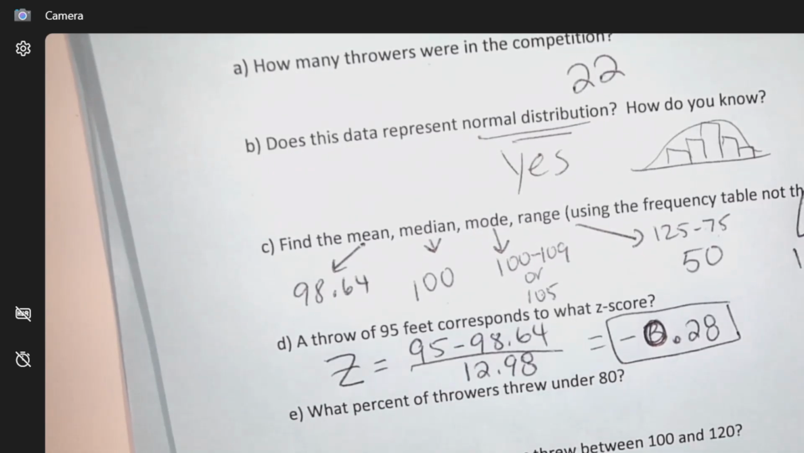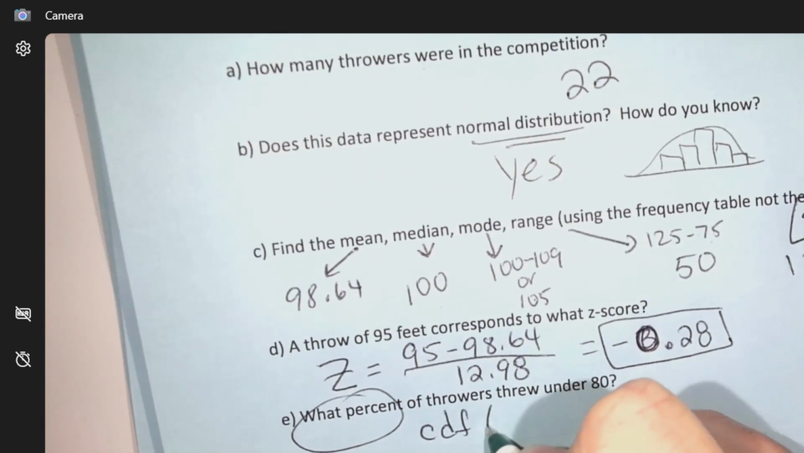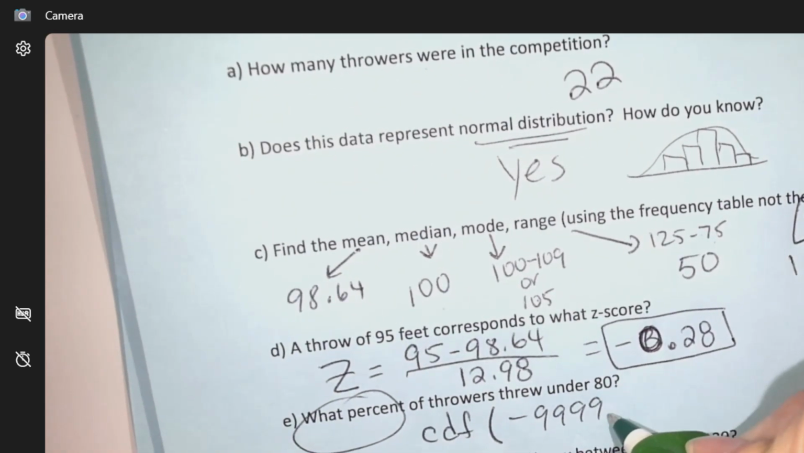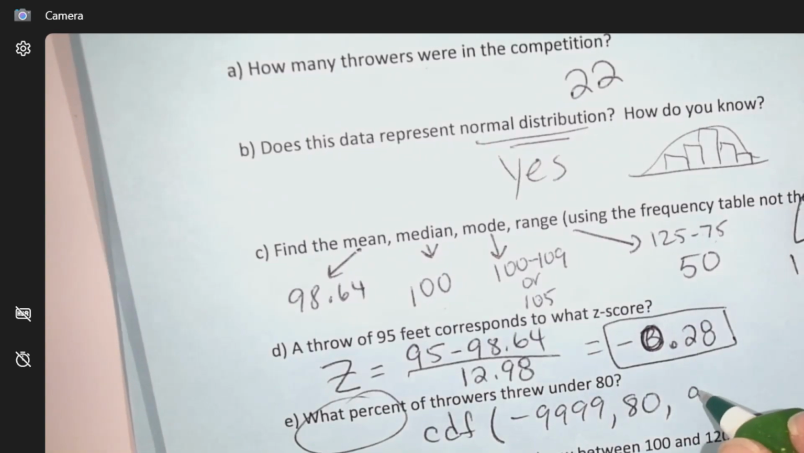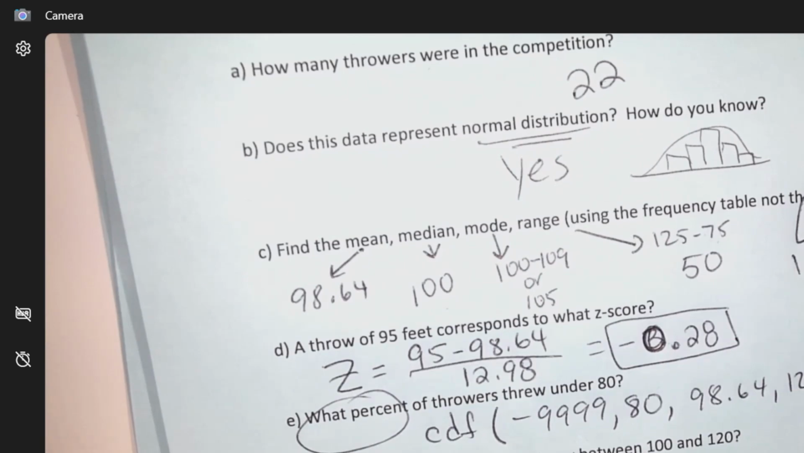Okay, what if I ask you what percent? What are you doing if I say what is the percent of data? You're doing the normal CDF. I want you to be under 80. So what's the low? Low to the high, comma mean, comma standard deviation.